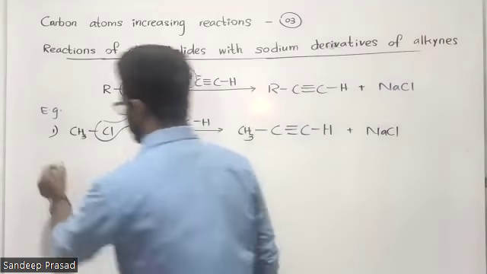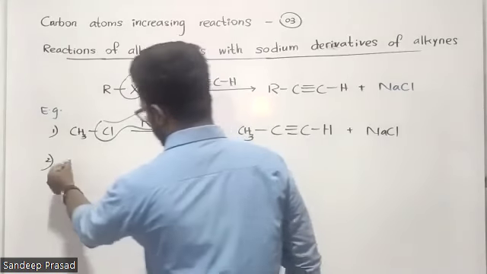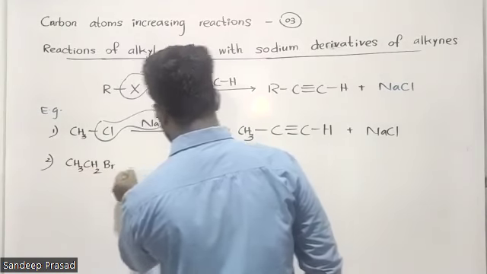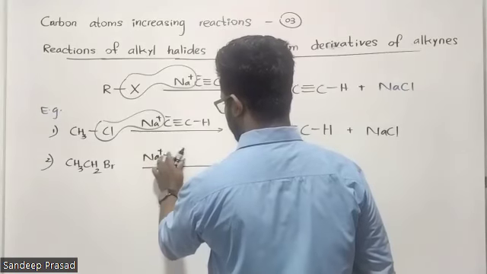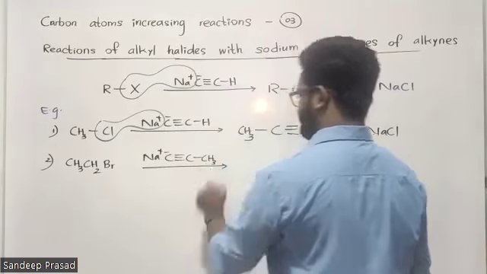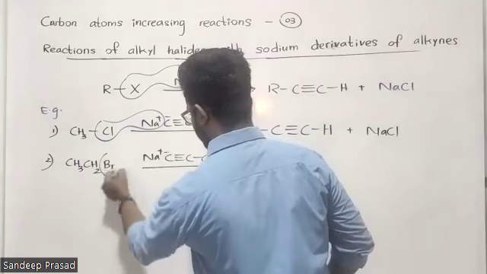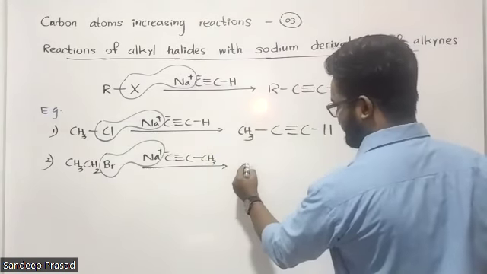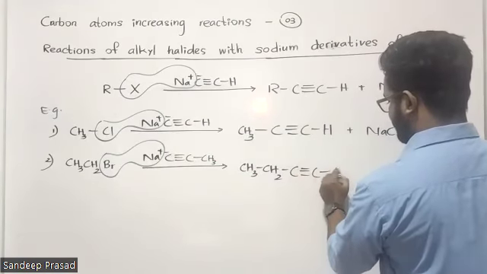Second example. Let me consider here CH3CH2Br, ethyl bromide, with sodium plus CH3, right? So what will happen? Na+ and Br- will eliminate. So let me write down only the major product, CH3CH2C triple bond CCH3.